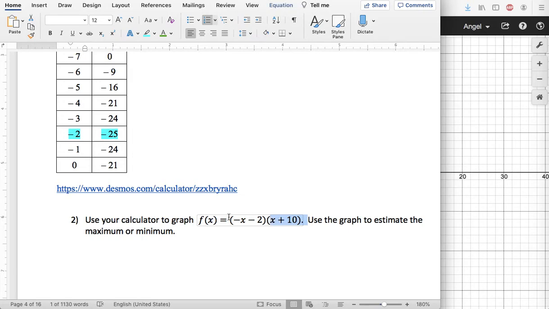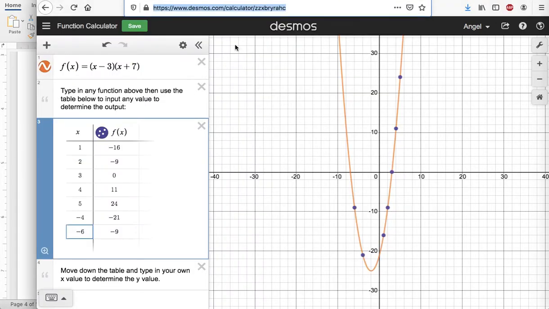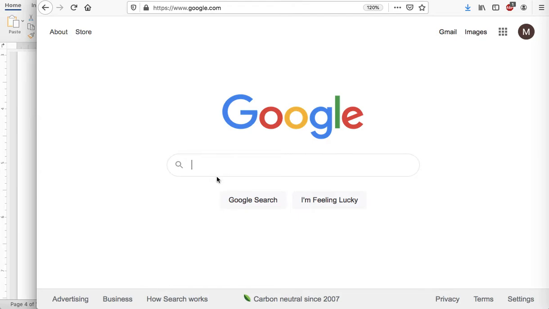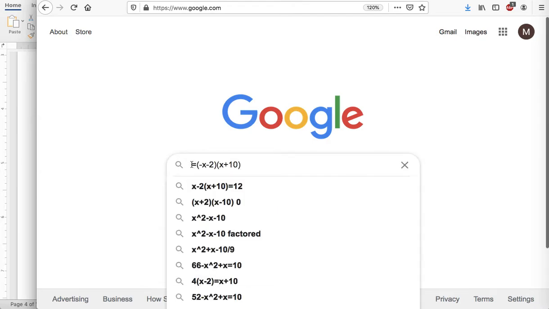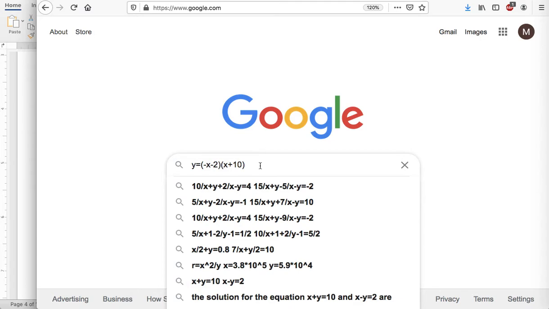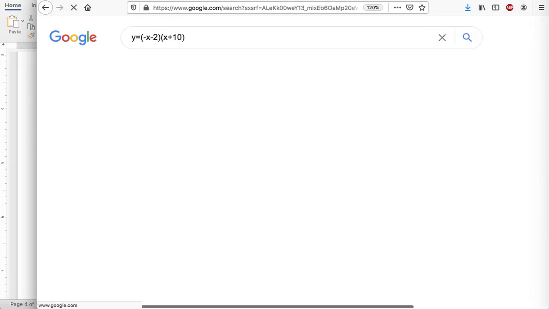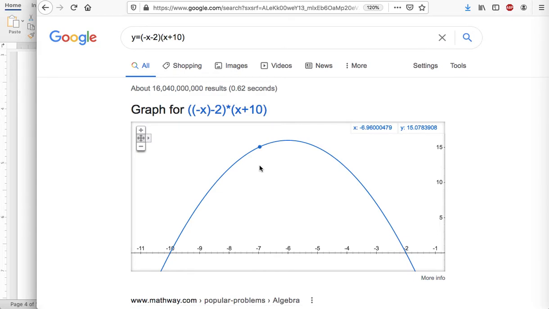All right, so here we have this equation, f of x equals negative (x minus 2) times (x plus 10). Here I could use this particular program, but I'm going to instead use Google. So I'm going to put y equals that, and Google has created the graph for it. Looking at the graph, you can already tell it is the upside down U. So this will have a maximum.